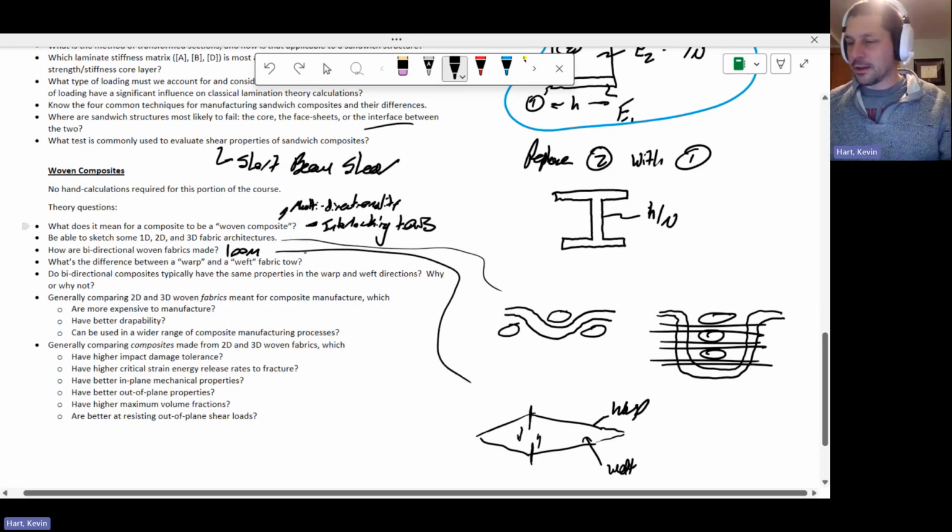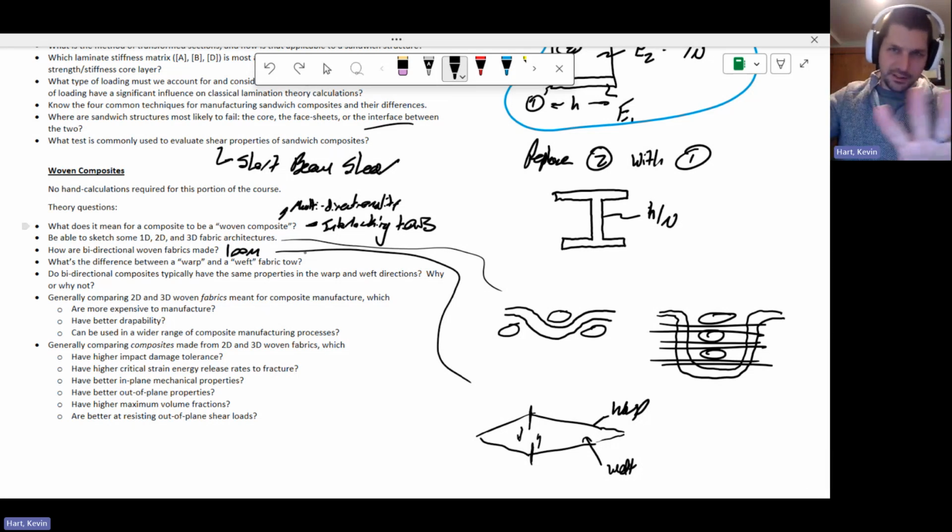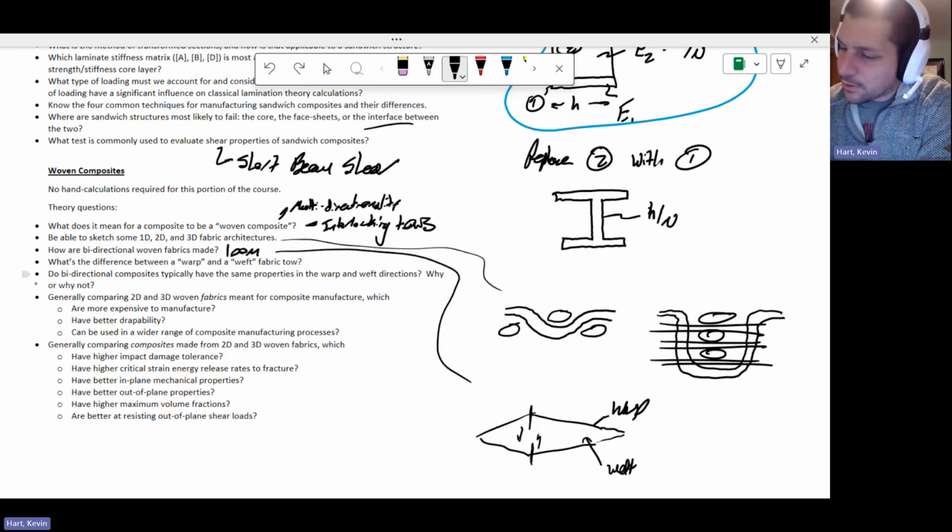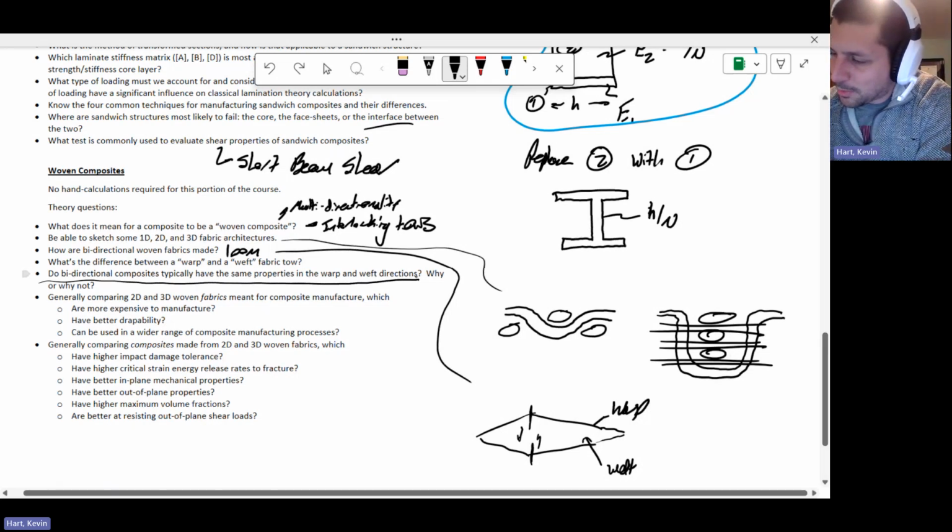Well, we just talked about that. The warp tows are in the direction of the loom that is shedding these guys, and then the weft is being inserted from the side, right? So that's warp and weft. All right. Do bidirectional composites typically have the same properties in the warp and weft directions?